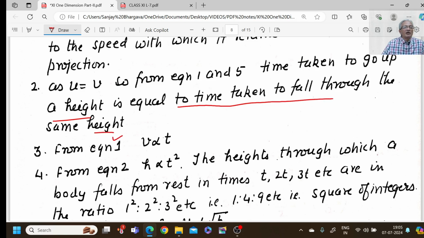From equation number 1, velocity is directly proportional to time. From equation number 2, h is proportional to t square. The heights through which a body falls from rest in time t, 2t, 3t are in the ratio 1 square is to 2 square is to 3 square, that is 1 is to 4 is to 9, squares of integers.